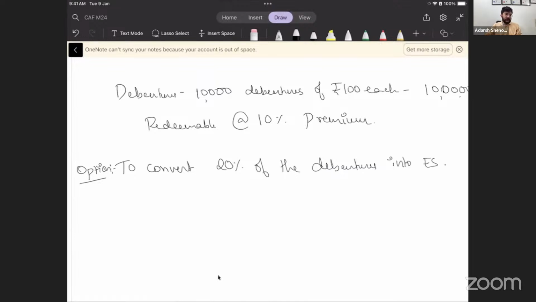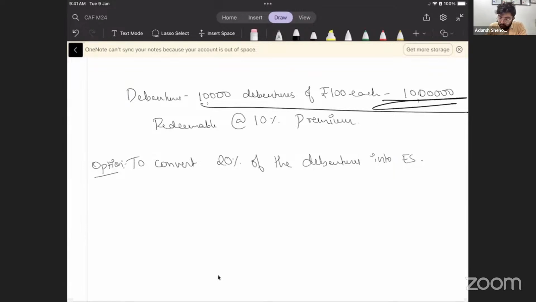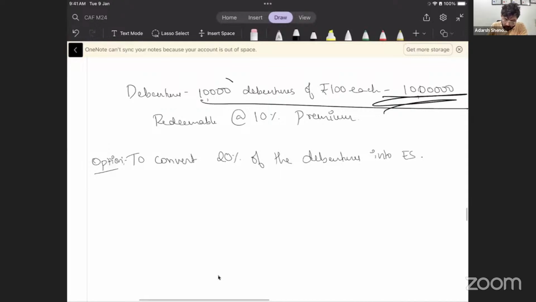Okay, so how to calculate? Let's take an example. All of these 10,000 debenture holders agree. They say, okay, we agree that you convert the debentures into equity shares. Do I convert all 10 lakhs worth of debentures? No. There are 10,000 debentures, but I won't convert all 10,000. Everyone has agreed, but not all 10,000, I will convert only 20%. So how many debentures am I going to convert? 2,000 debentures I am going to convert into equity shares.